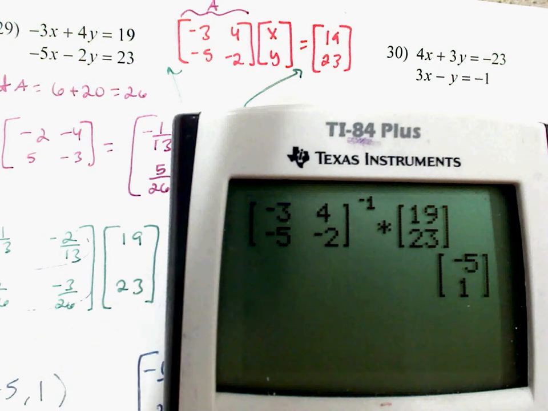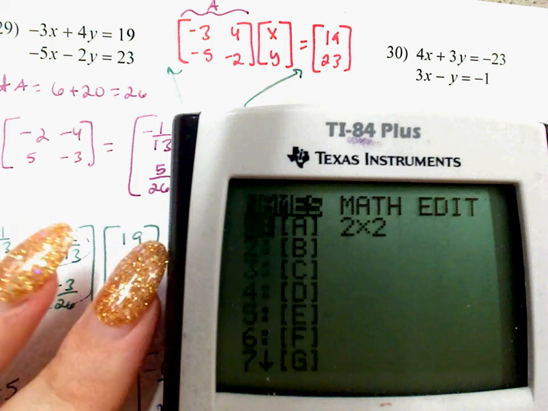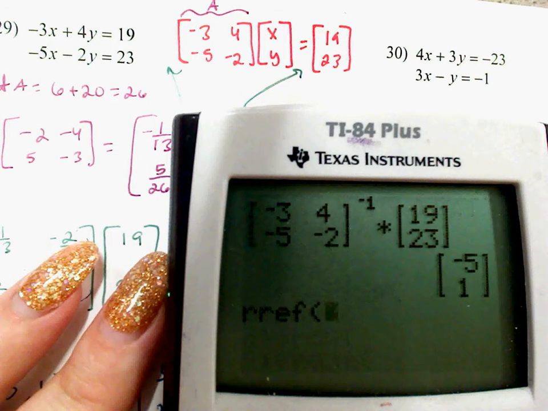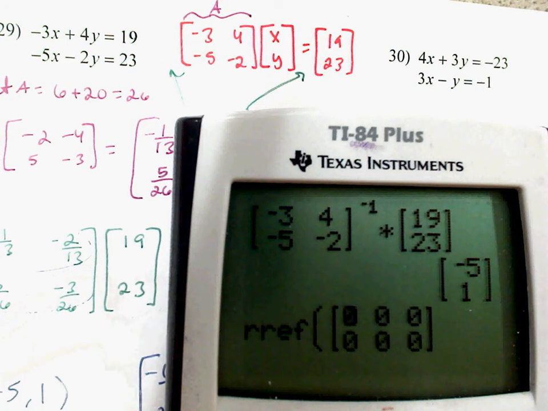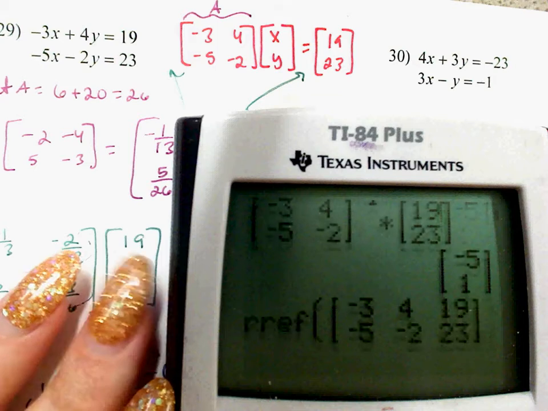Reduced row echelon form: second matrix, over to math, up to RREF, and then alpha zoom, 2 by 3, and negative 3, 4, 19, negative 5, negative 2, 23, enter, and then there's my answer, negative 5, 1 again.